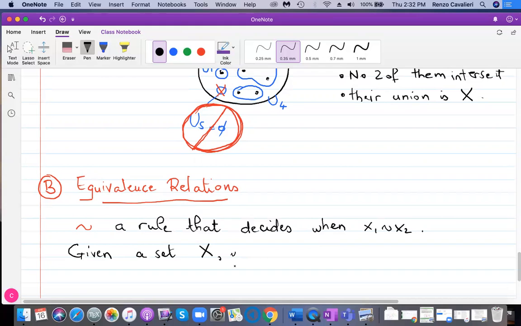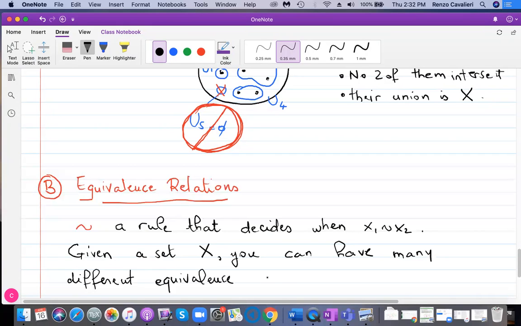You can have many different equivalence relations.